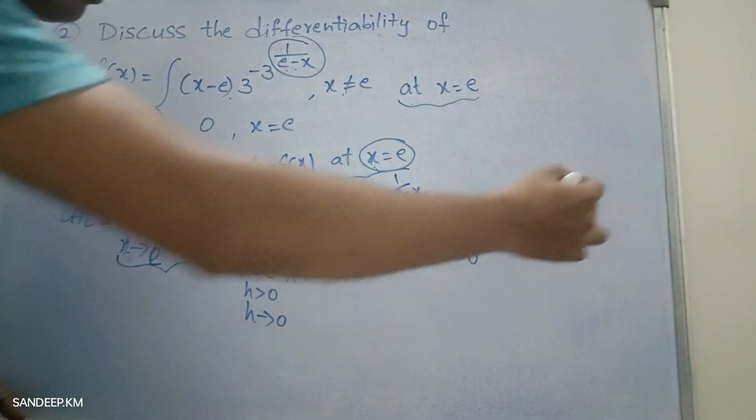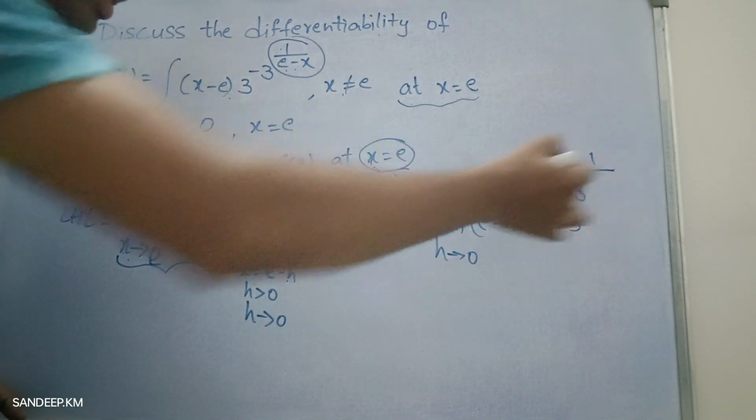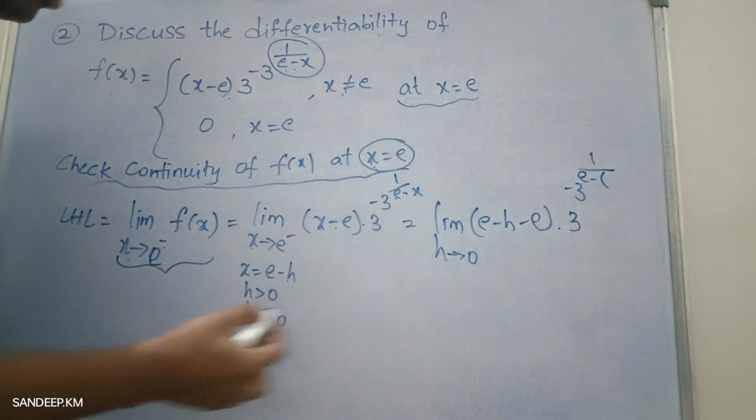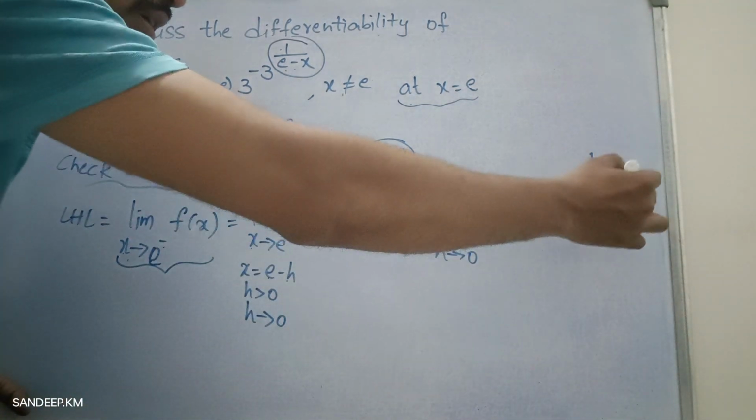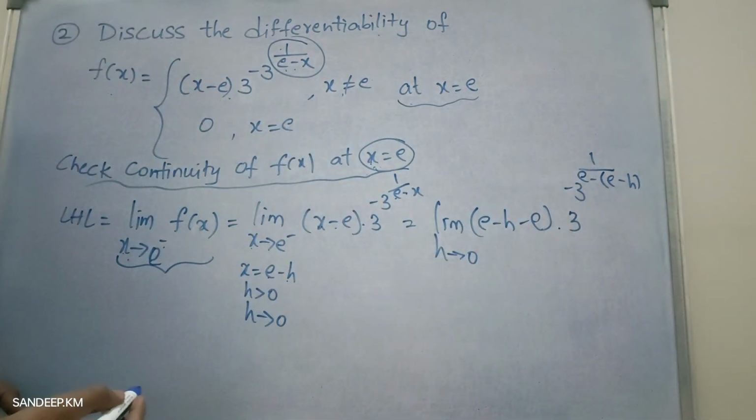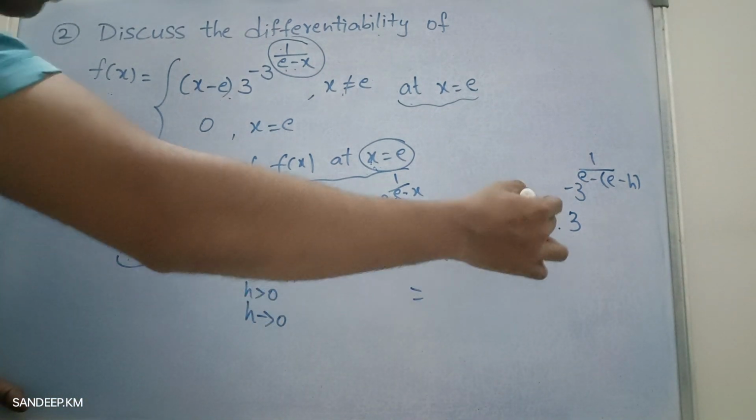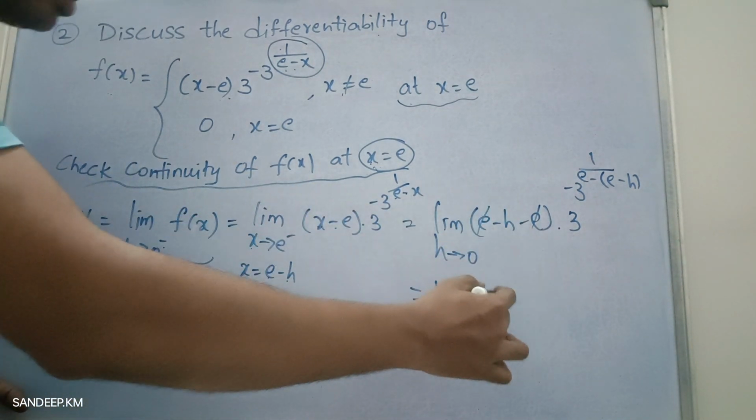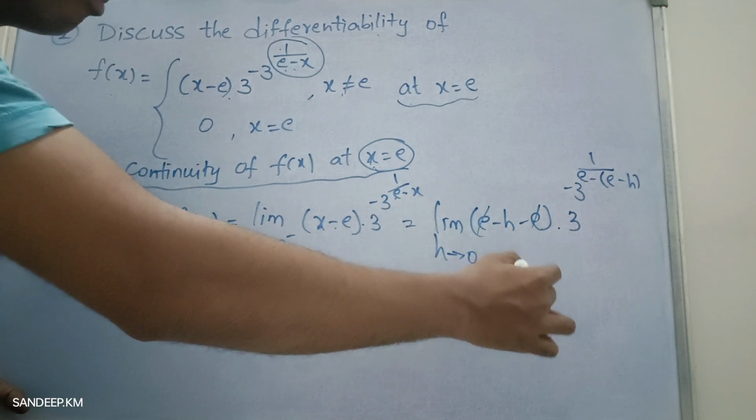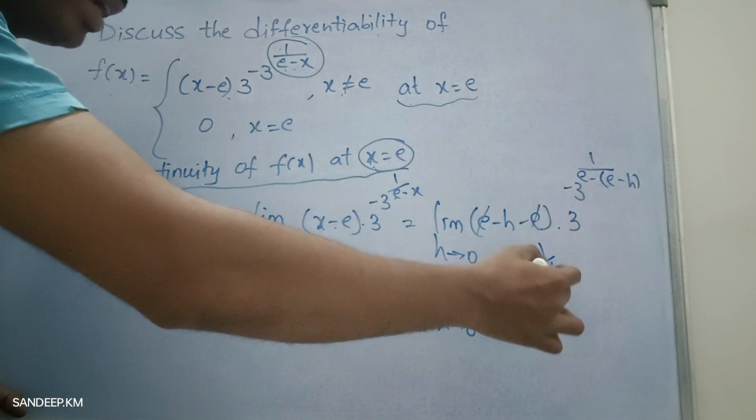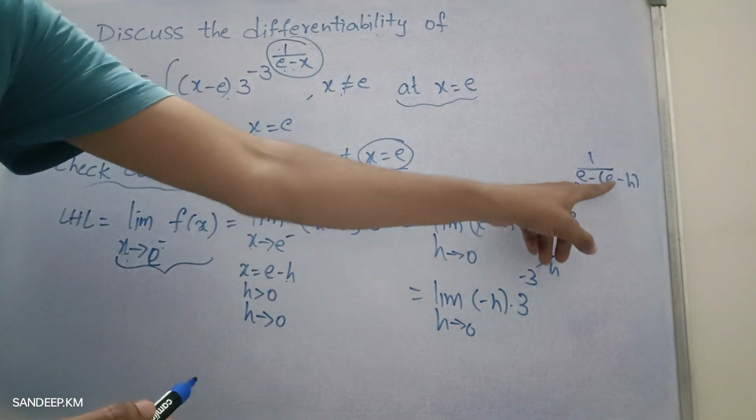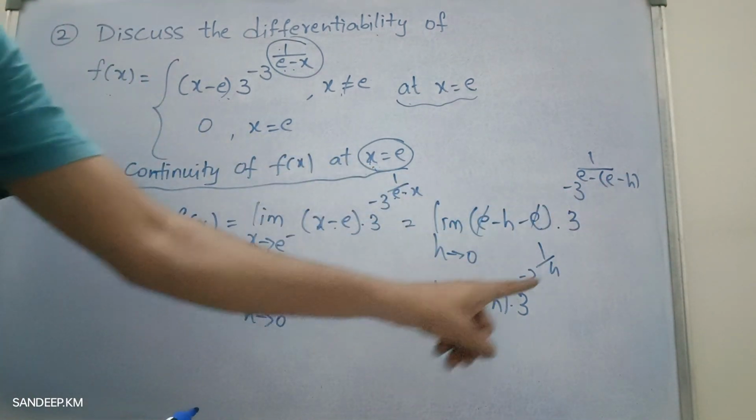Into 3 power minus 3 power 1 divided by e minus of, what is x, dear students? x is e minus h, right? Substitute e minus h. Now plus e and minus e will get cancelled. Limit h approaches 0 minus h into 3 power minus 3 power, what do we get is 1 by h. We get 1 by h. e and minus e gets cancelled. Minus into minus h is plus h.